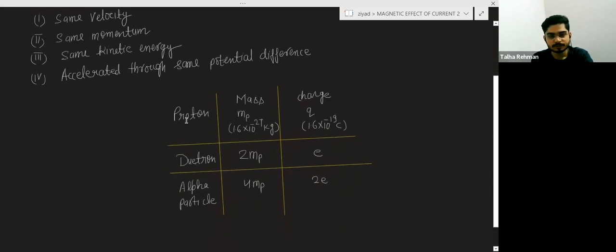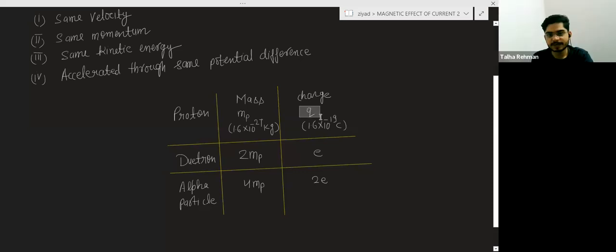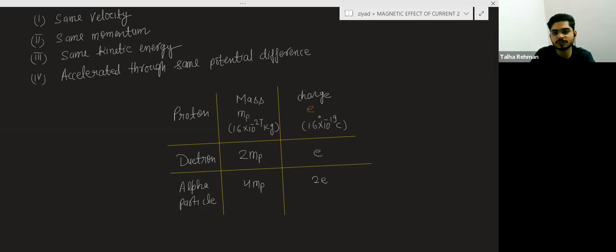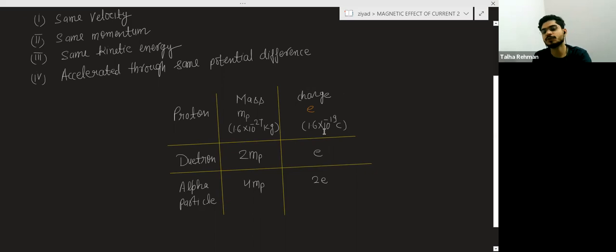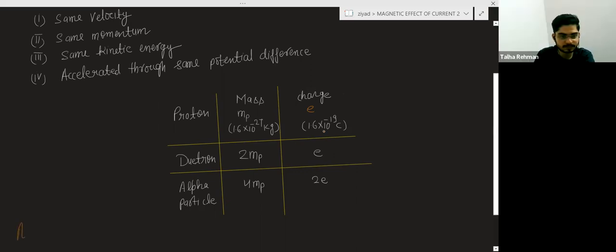For the proton, the mass is 1.6 into 10 to the power minus 27 kg, and the mass of the proton is represented by m suffix p. The charge of proton you will represent with small e, and the charge on proton is 1.6 into 10 to the power minus 19 coulomb. Now one by one we will solve. So answer first.